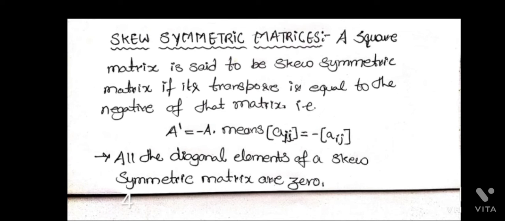Skew symmetric matrix means a square matrix is said to be a skew symmetric matrix if its transpose is equal to the negative of that matrix. Suppose that we are given a square matrix, okay? Then if its transpose is equal to the negative of that matrix, that matrix can also be called a skew symmetric matrix.